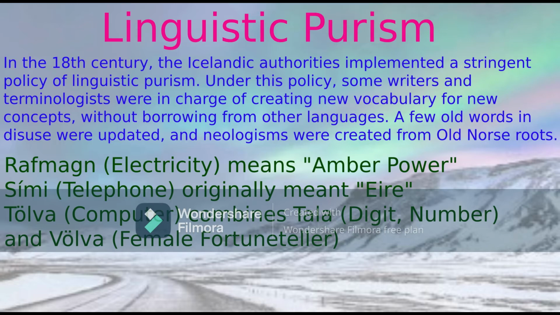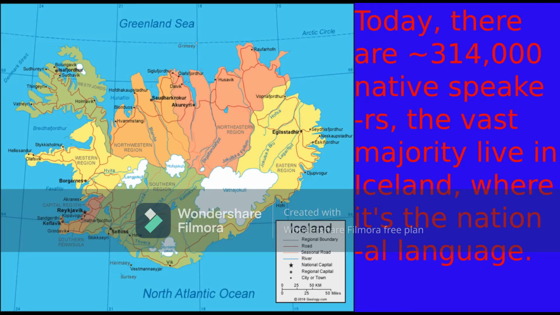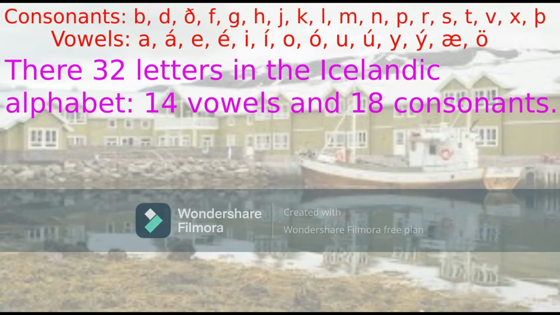Today, there are around 314,000 native speakers of Icelandic, the vast majority living in Iceland, of course, where it's the national language. But what is Icelandic like? There are 32 letters in the Icelandic alphabet, 14 of them vowels and 18 of them consonants.